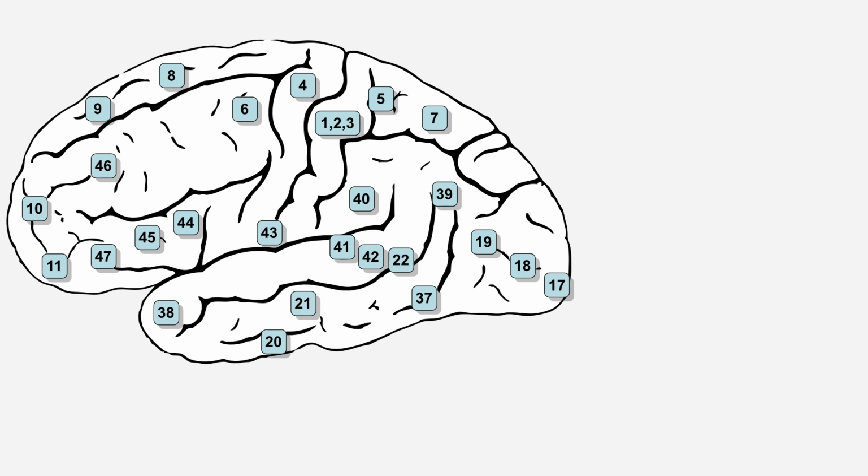This image shows you the basic location of those 52 regions. If I just take a second to turn this into a pointer, here are some regions we've already talked about. Here is the primary somatosensory cortex, Brodmann areas 1, 2, and 3, that's responsible for locating where incoming sensory information is coming from in the body. Brodmann area 4 corresponds to the primary motor cortex.